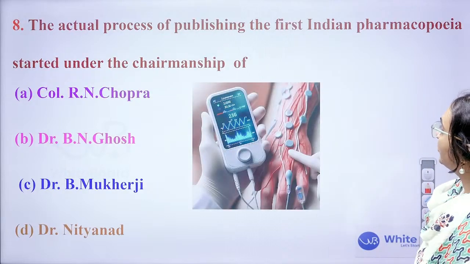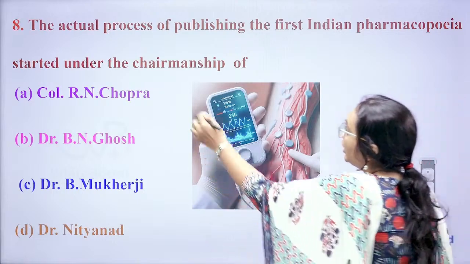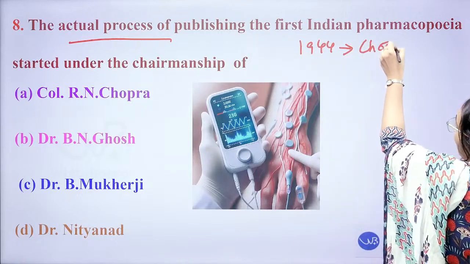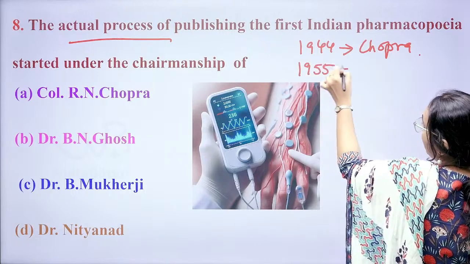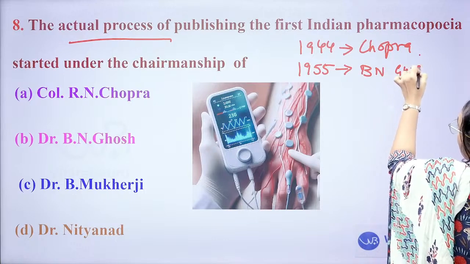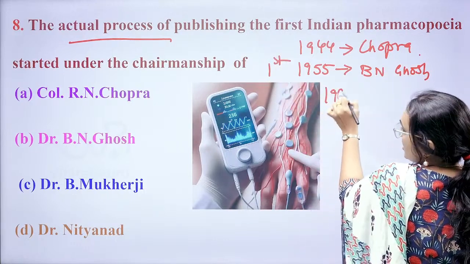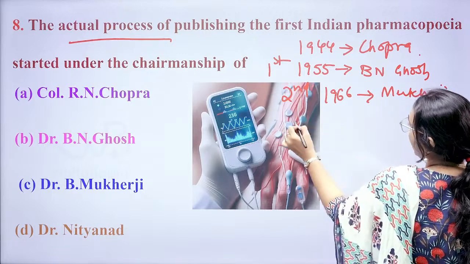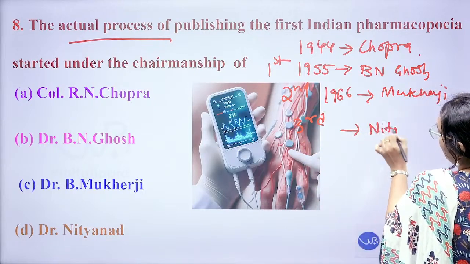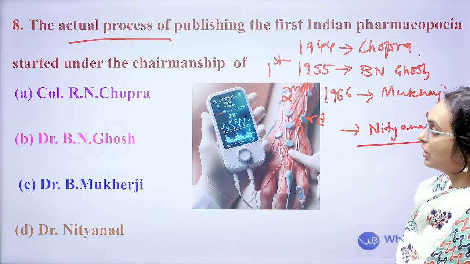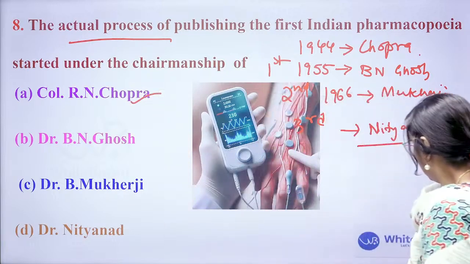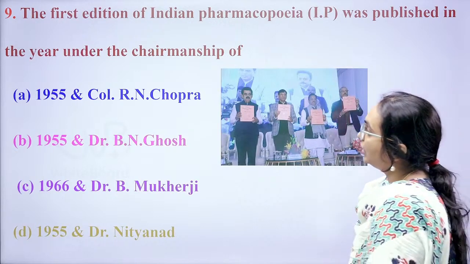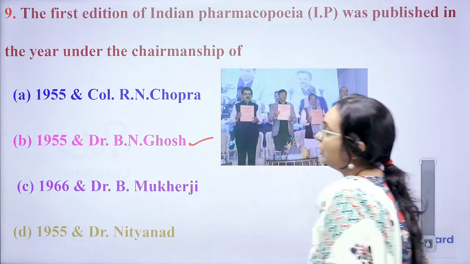The actual process of publishing the first Indian Pharmacopoeia started under the chairmanship of, see here, the actual process started in 1944 under the chairmanship of Chopra. The first edition, 1955, under B.N. Ghosh. The second edition, 1966, under Mukherjee. The third edition under Nityanand, and the fourth also under Dr. Nityanand. So, here the correct answer is Chopra. The first edition of the Indian Pharmacopoeia, as I said just now, was published in 1955 under the chairmanship of B.N. Ghosh.